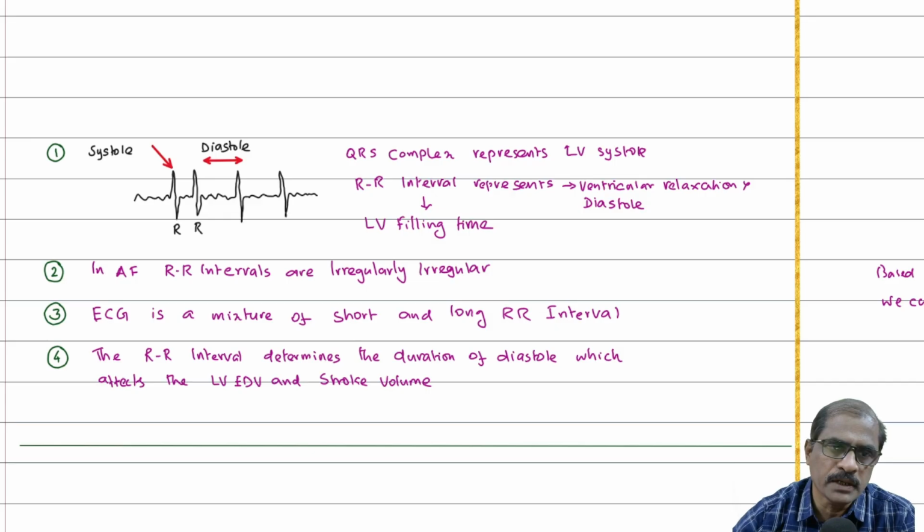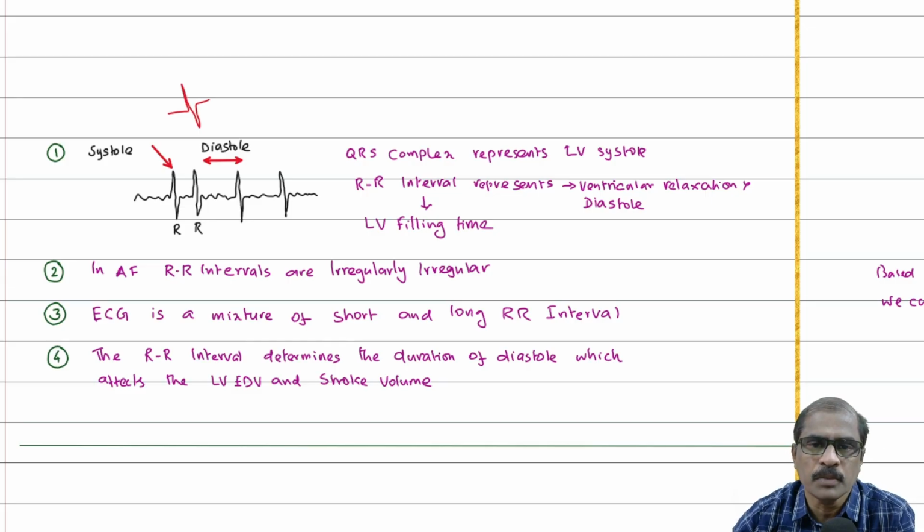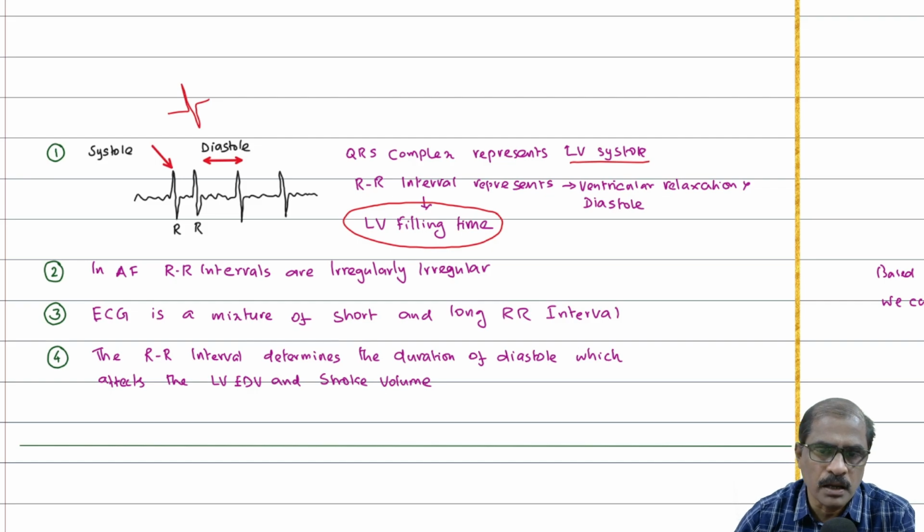To know the pulse deficit, we need to know the following concept. In ECG, the QRS complex represents LV contraction. In other words, the QRS complex represents LV systole, whereas the RR interval represents ventricular relaxation and diastole, which means the RR interval indicates LV filling time. In AF, RR intervals are irregularly irregular. So ECG is a mixture of short and long RR interval.